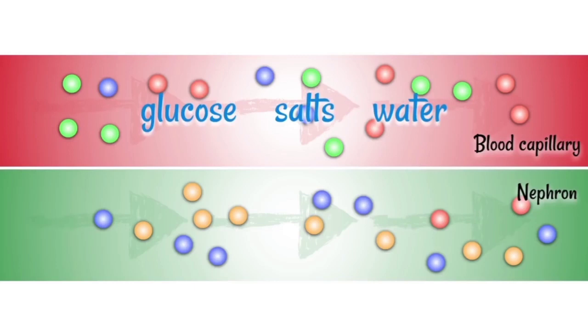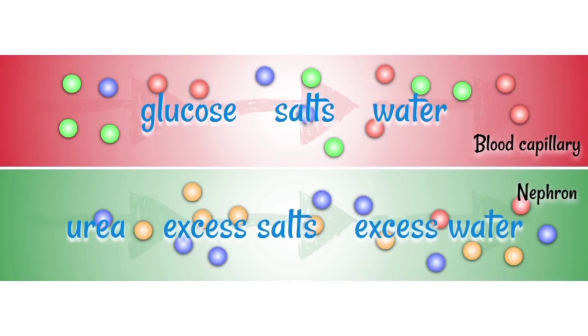The materials left behind: we have left urea. One of the main purposes is to get rid of urea. We will also have the excess salts and excess water. Our body needs salts and water, but in the correct amount. So only the excess materials are left in the nephron, which eventually leave the body.